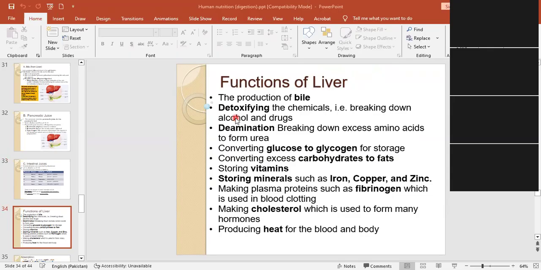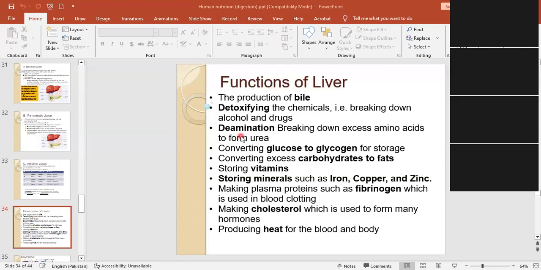Another function is detoxification. It detoxifies the chemicals, like I told you in the earlier lesson, that all the substances or antibodies, or if there is any infection, or all the cells are broken down in the liver. So the liver is like a trash can for you. We will not use the word trash can, that is detoxifying. Okay?